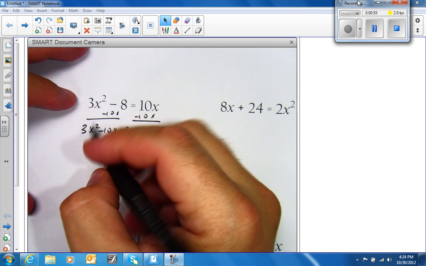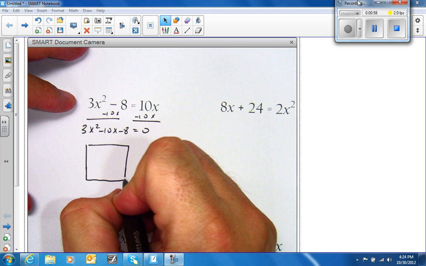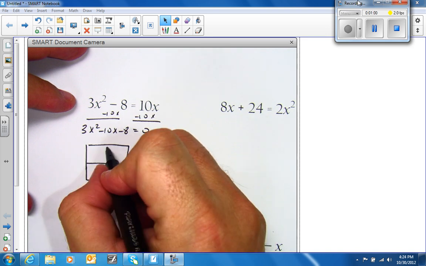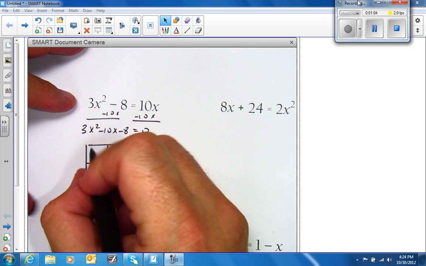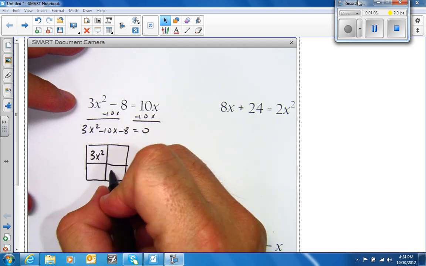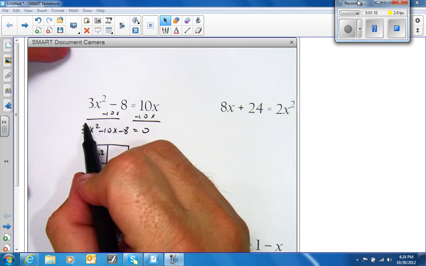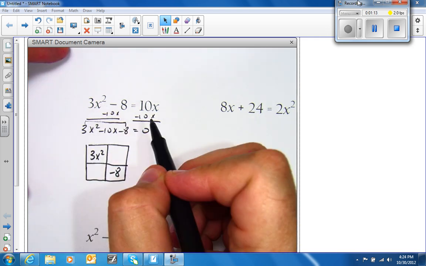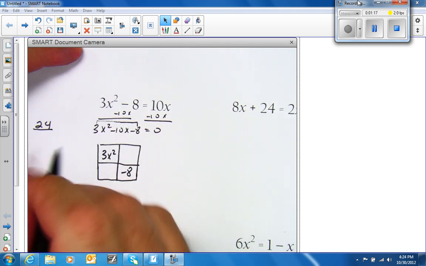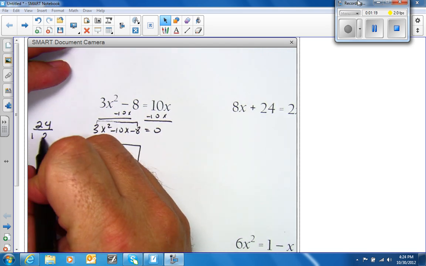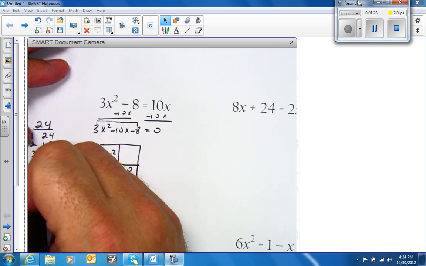So what I'm going to do is create a Punnett square. Now I know some of you don't like the Punnett squares. That's fine. We'll go over a couple other methods later. But 3x squared goes in this box. Negative 8 goes in this box. Now, next step is multiply the 3 times the 8, and that is 24. All right, so I need all the factors of 24. 1 and 24, 2 and 12, 3 and 8, 4 and 6.